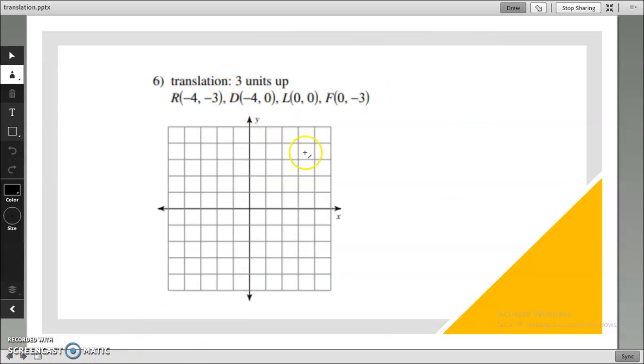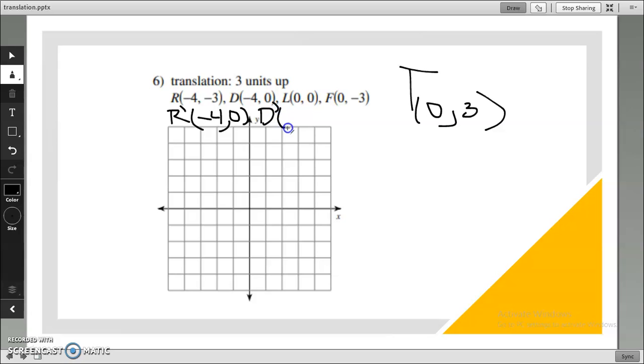All right. Let's do another one, translation of 3 units up. So 3 units up is talking about the y-axis. So this is basically like saying that I have a translation. I'm not doing anything to my x, but I'm going up. So it's going to be 3 here. So each y value is going to be adding 3. So R prime is going to be, nothing happens to my x, but adding -3 plus 3 gives me 0. D prime, nothing happens to my x. 0 plus 3 gives me 3.